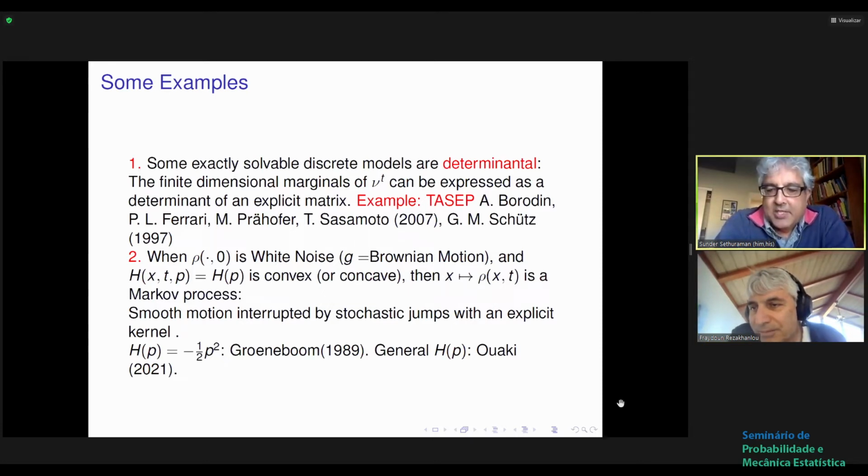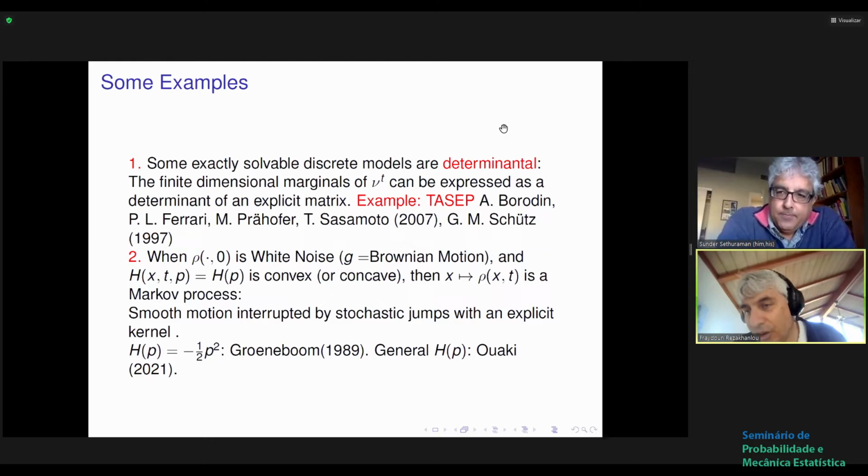There's a question in the chat. Does this property hold in law or pathwise? Law. This is in law. Yes, that's actually very important. This is actually only for the law. Okay, thanks. Well, a little bit more than law. We're going to discuss it.